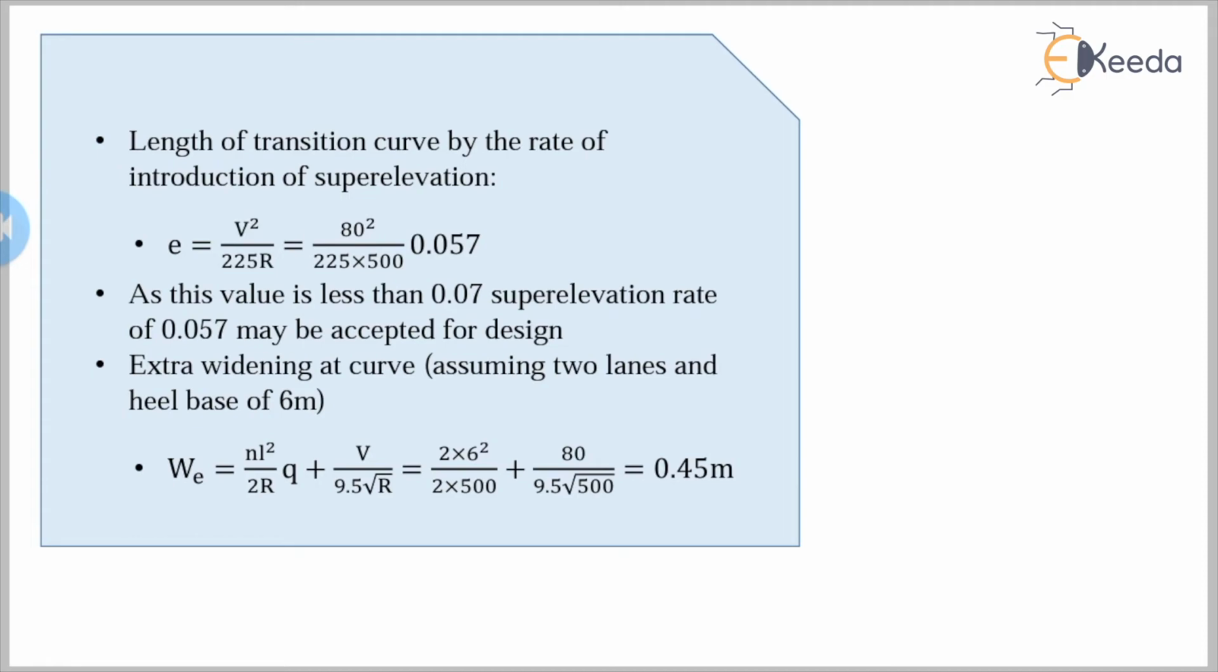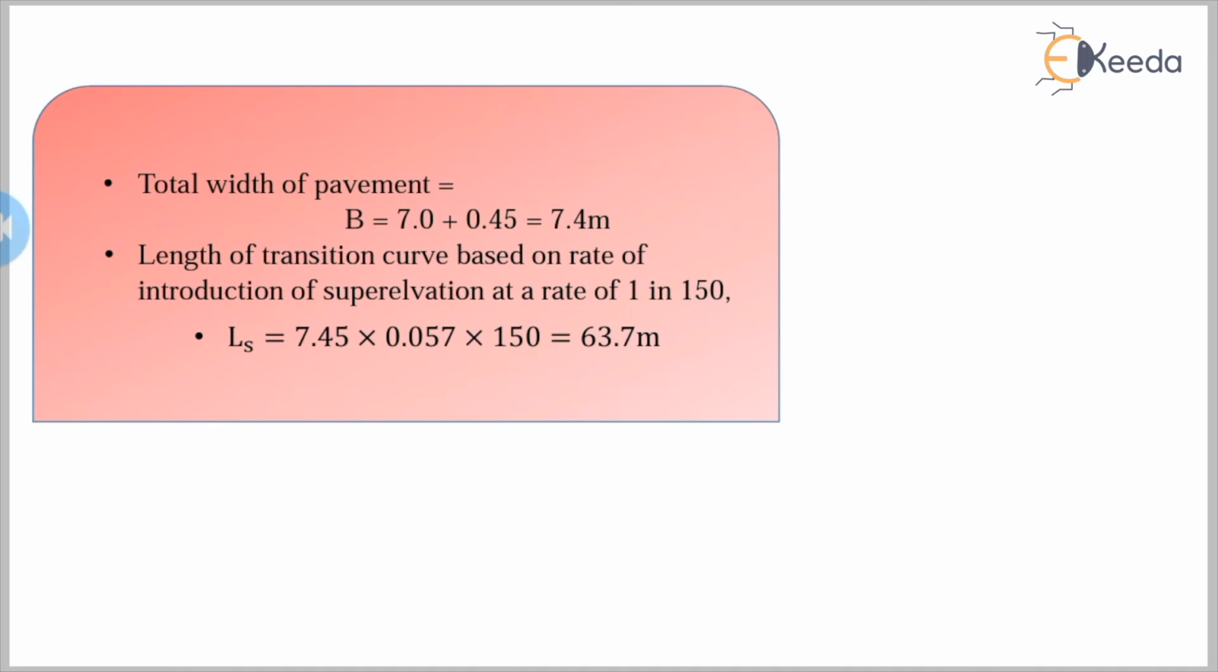And extra widening of the curve, assuming 2 lane and wheel base of 6 meter. We is equal to NL square upon 2R, ignore the Q, plus V upon 9.5 into square root of R. By inputting the values, we get extra widening of 0.45 meter. Total width of the pavement is 7 plus 0.45, which comes to be 7.45 meter. Length of transition curve based on rate of introduction of super elevation at a rate of 1 in 150.